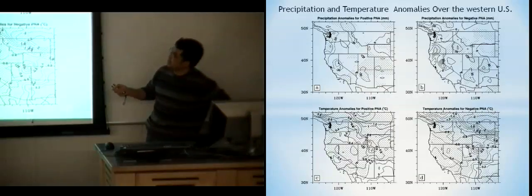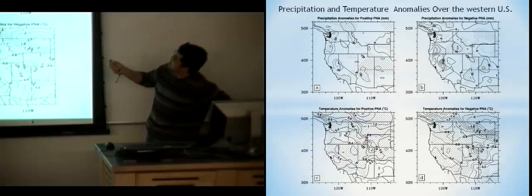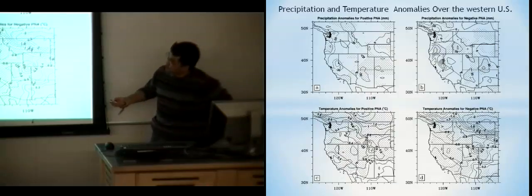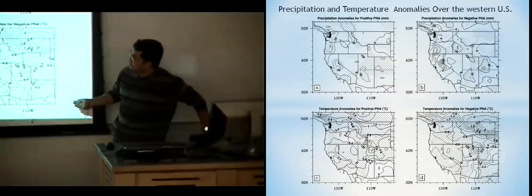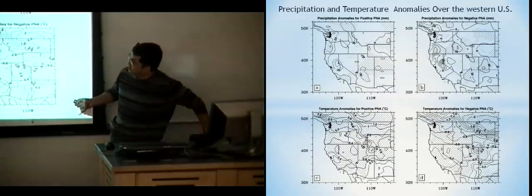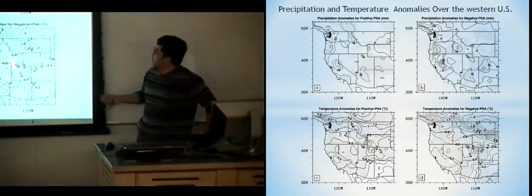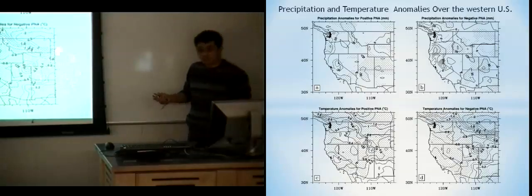Based on these two patterns, precipitation doesn't have a systematic pattern, right? The significant change is quite spotty. But you look at temperature. Temperature has very strong anomalies here. It's very significant. This is for the positive PNA pattern, where temperature increases. Over the negative PNA pattern, temperature decreases.